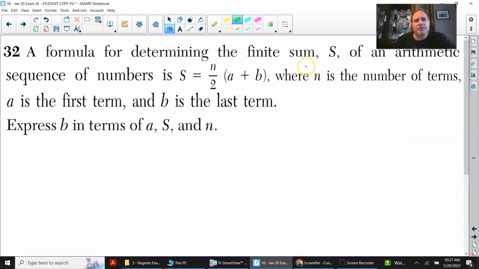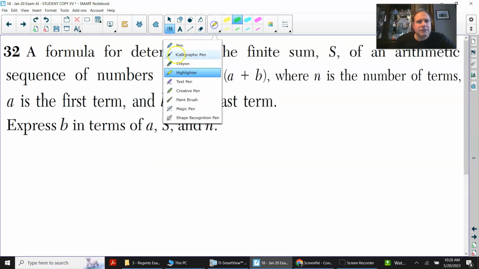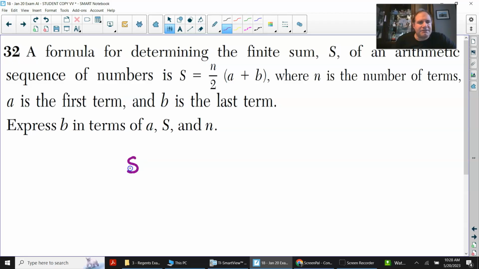All right, the formula for determining the finite sum of an arithmetic sequence of numbers is S. Oh, that's nice. S equals n over 2 times a plus b. All right, so where n is the number of terms, a is the first term, b is the last term.